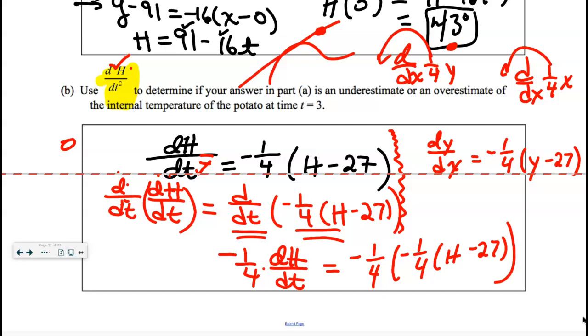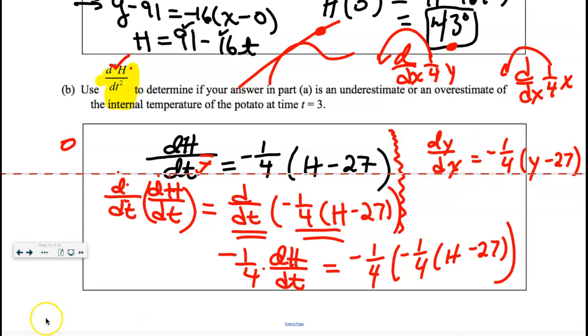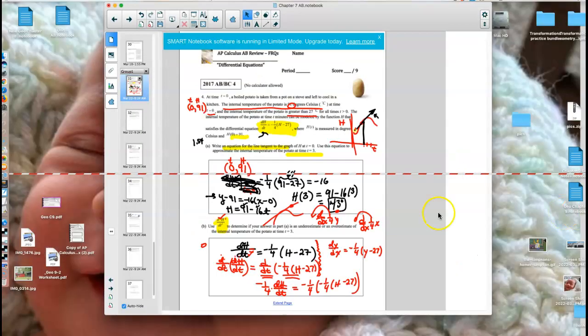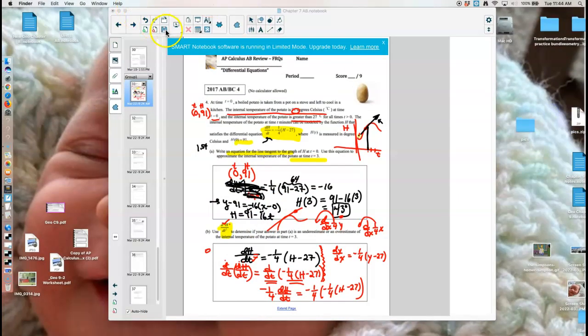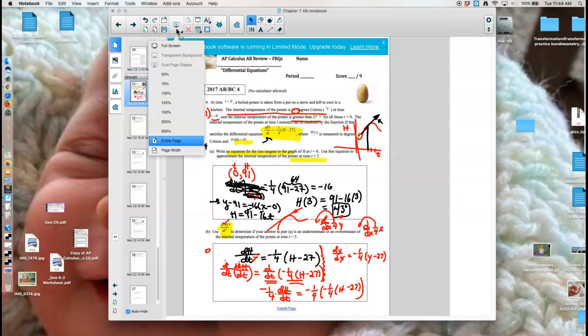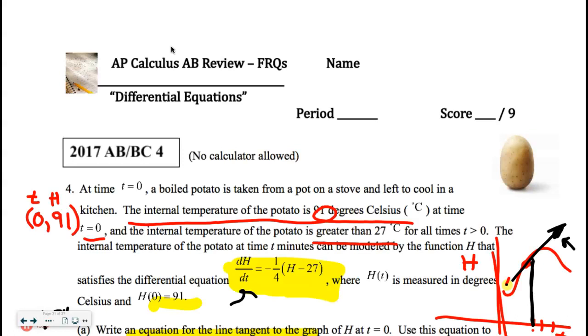We're going really slow. We're just doing a lot of learning today, not much practicing. The actual reverse of yesterday. Do you remember how I decide whether it's an over or an underestimate? It's about concavity. It truly is. And concavity is about the what? Second derivative, there we go. And my second derivative is a negative 1/4 times a negative 1/4. It's a positive 1/16, correct?